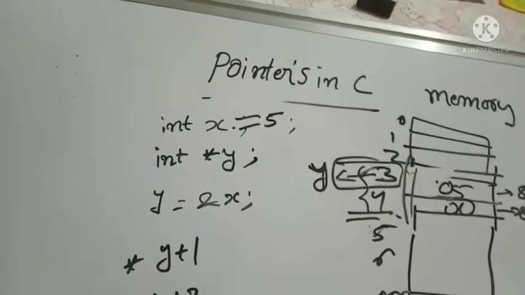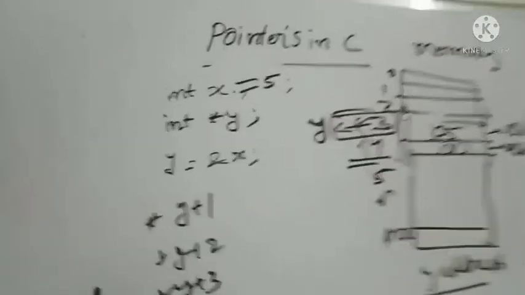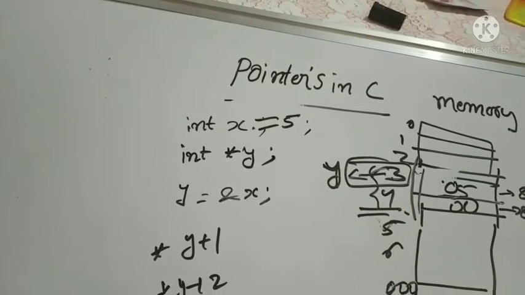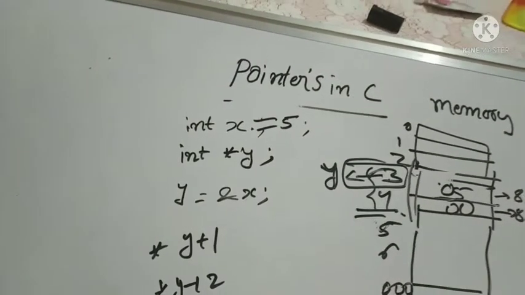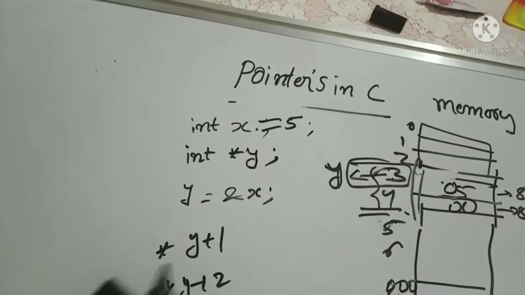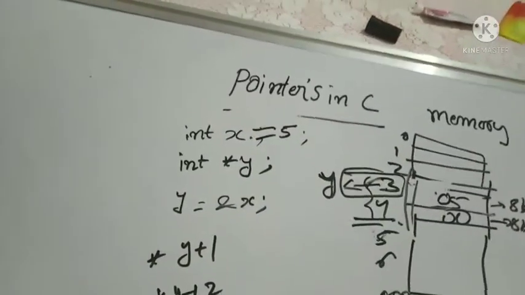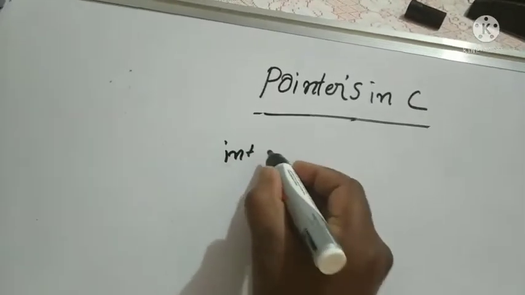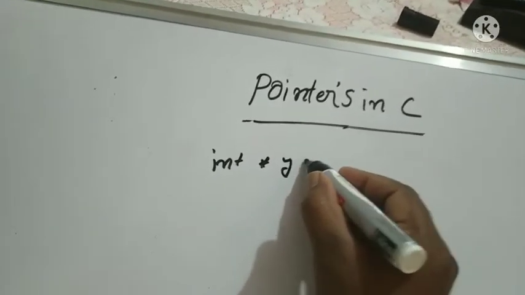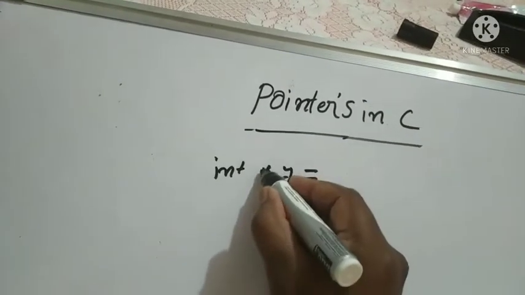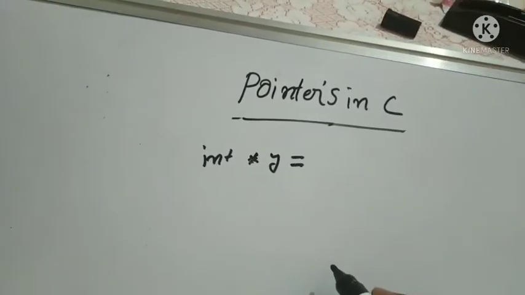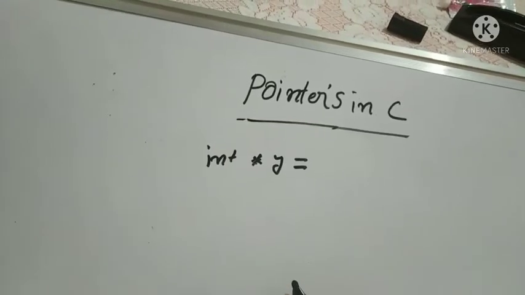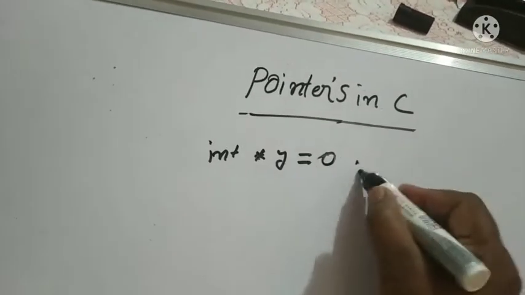Using a pointer we can also create an array of data, store the array of data, or retrieve the array of data required. So let us take the pointer int star y. Here also I can initialize some value. I can initialize the value to y, or I can initialize the address of the value to y. So I am initializing a value called 0 to y.